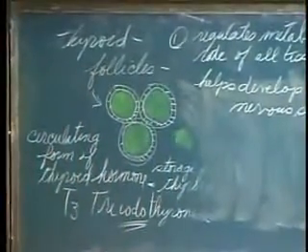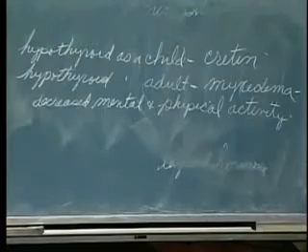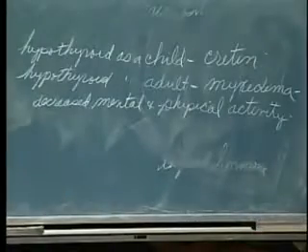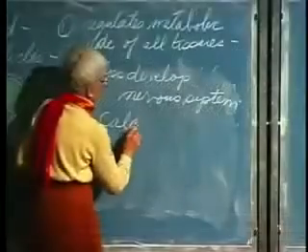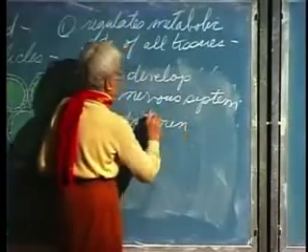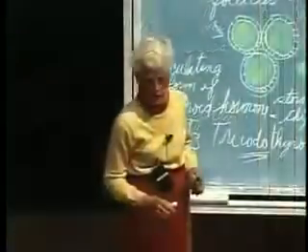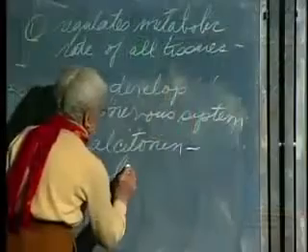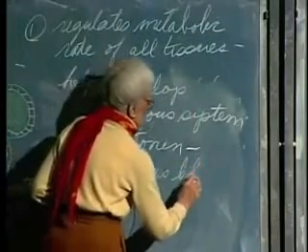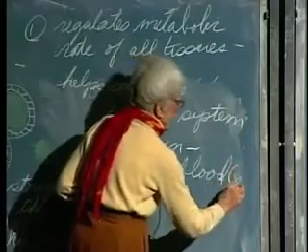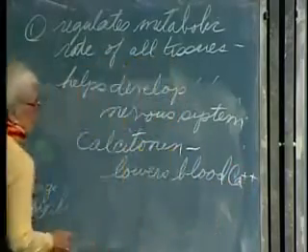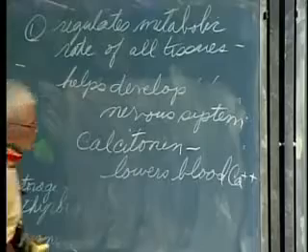So let's see. One other hormone that's coming from the thyroid is calcitonin. What does calcitonin do? It lowers blood calcium. So again, that's a basic introduction to your thyroid gland. Let's move on to our parathyroid.